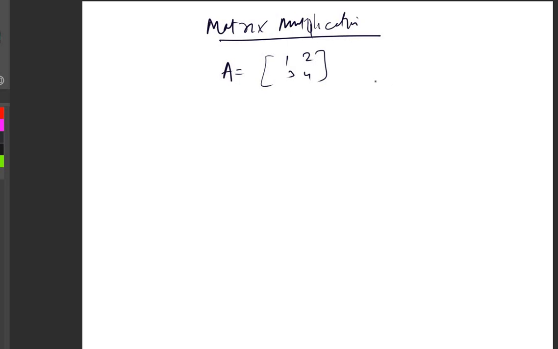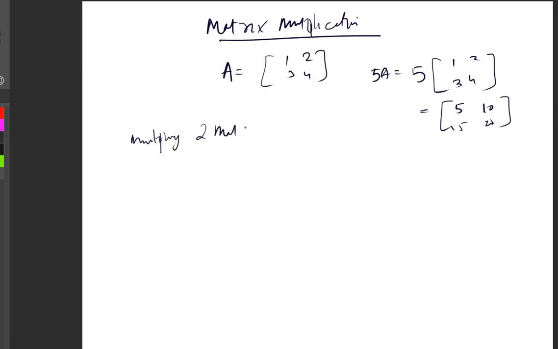So if I say 5A, you're just multiplying all the elements of the matrix by 5, which gives 5, 10, 15, and 20. Now, when it comes to matrix multiplication, we are not multiplying a number with a matrix, we are actually multiplying two matrices with each other.